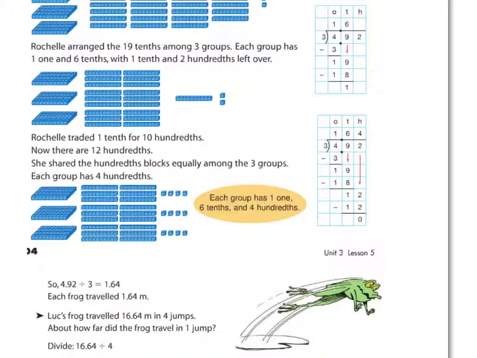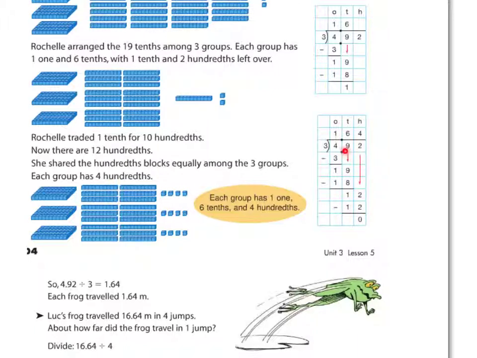So how many groups of 3 can 19 be split into? Well, we can have 6 groups of 3, which would be 18. 3 times 6 is 18. We subtract. We're left with 1. We bring down again. Our new number is 12. 12 can be split into 3 groups of how much? Well, 3 times 4 is in fact 12. We subtract, we're left with no remainder.